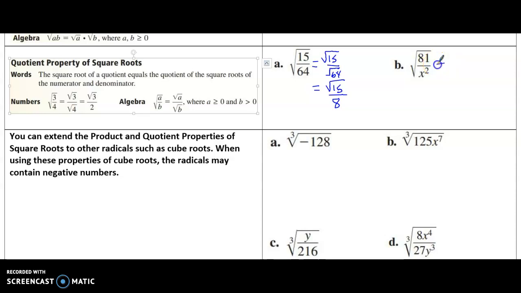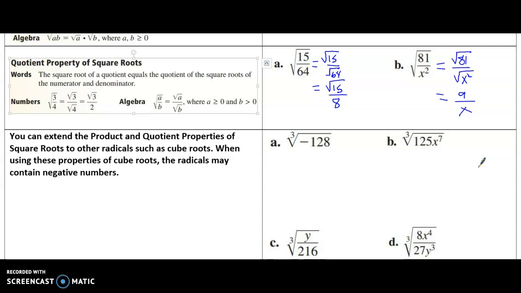Same thing here. We use the quotient property of square roots. That means we have the square root of 81 over the square root of x squared. And you get 9 over x. Cool.